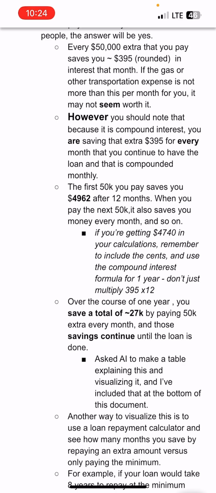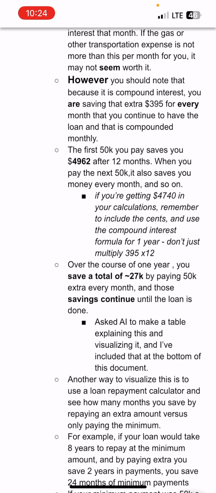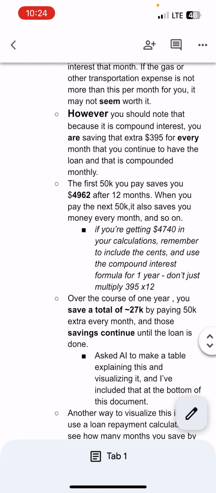You pay $50K extra one time, it goes directly towards your principal once you do it the right way, and suddenly you save $4,962. Now, initially when I was doing the maths, I thought it was $4,740. I was just like, okay, cool. You save $395 every month, multiply that by 12 months, $4,740.